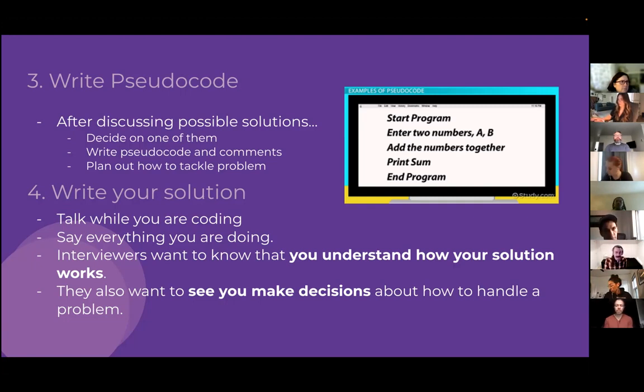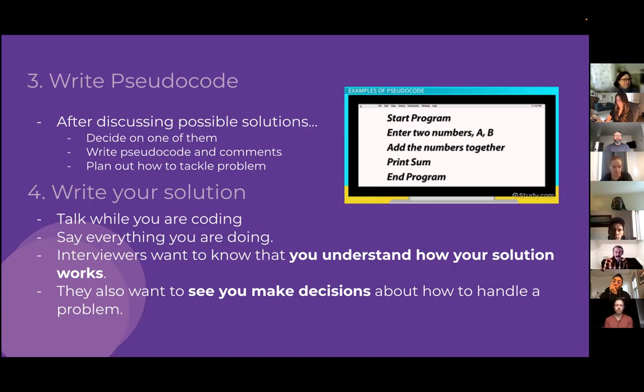The interviewers want to make sure also that you understand how your solution works. So being able to articulate what it's doing is going to help them to understand your understanding of it, which is really what they're trying to get at. So sort of narrating that as you're going along, it's going to help them to get into your brain, basically.